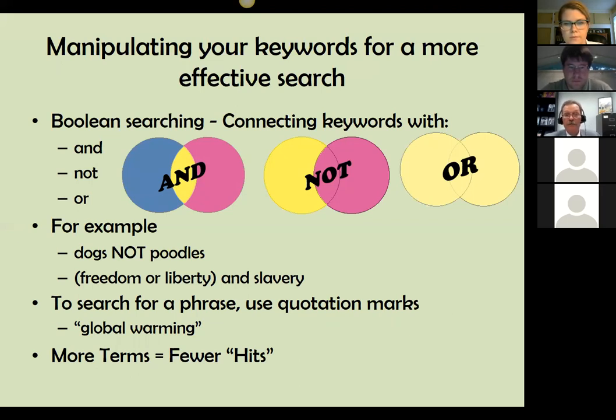If you're looking for a phrase, words that are in a specific order, tell that search tool that's the only way you'll accept it by using quotation marks. Quotes lock a string of words together. Global warming, United States of America, Mercer County Community College. A proper name, Abraham Lincoln, same thing. Put it in quotes, it locks those words together.